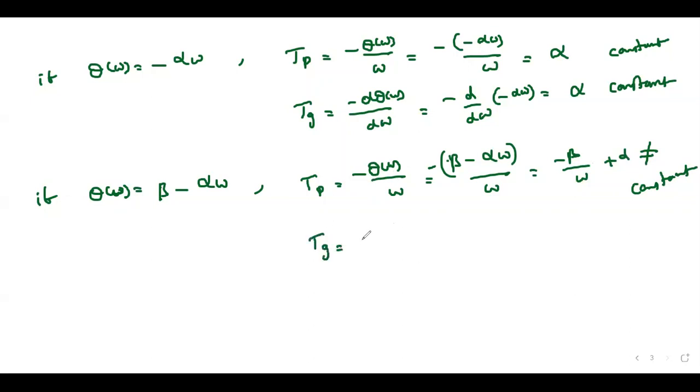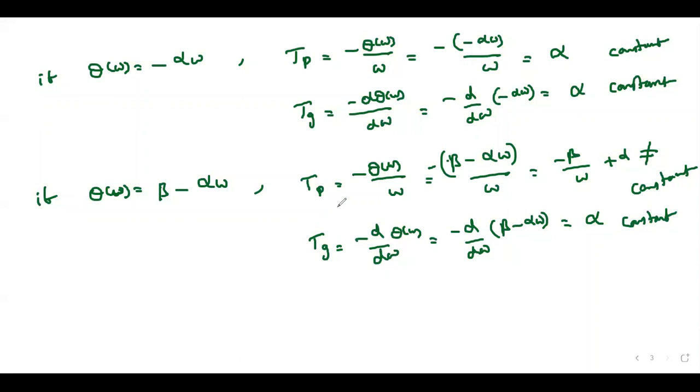And group delay is minus d by d omega of theta of omega. This is equal to minus d by d omega of beta minus alpha omega. So beta, if you take the derivative with respect to omega, will be 0. The next term is minus of minus, which will be plus. Alpha is constant, take it out. Then d omega by d omega will give you 1. So it is a constant.